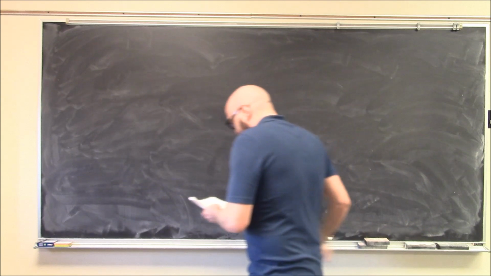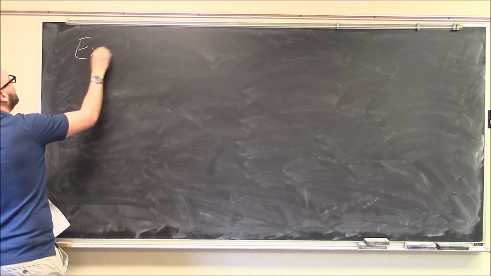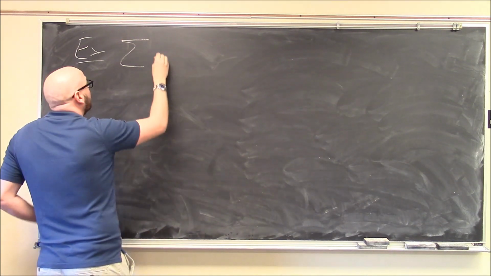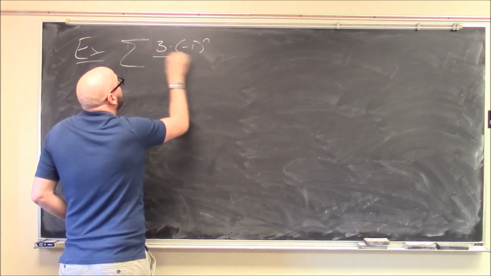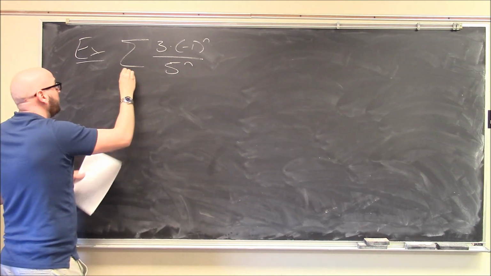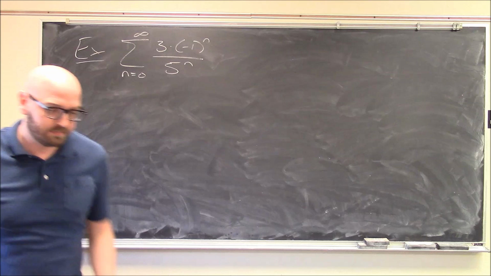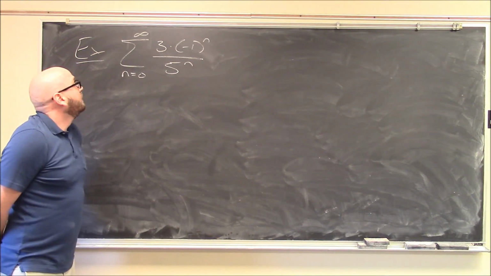Alright, so a very quick example here. For example, the sum of, let's say, 3 times minus 1 to the n over 5 to the n. We're going to start at n equals 0 to infinity. So this is my series.